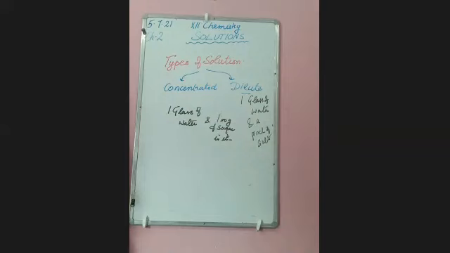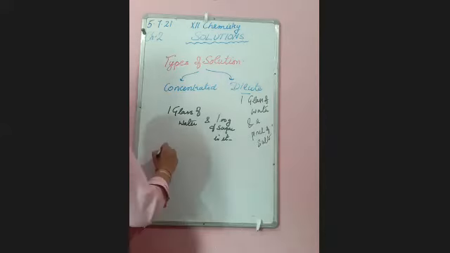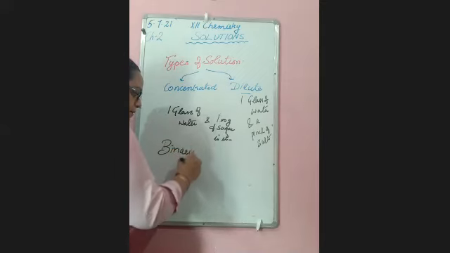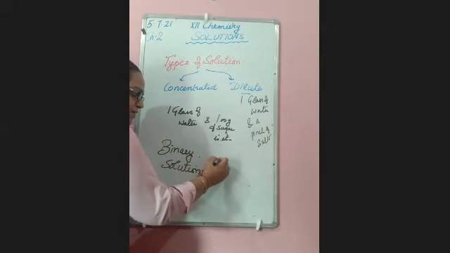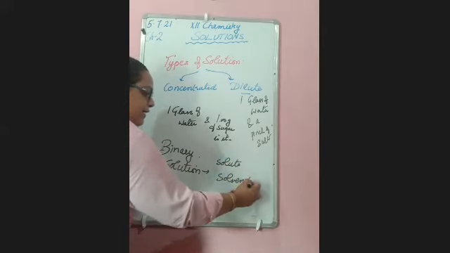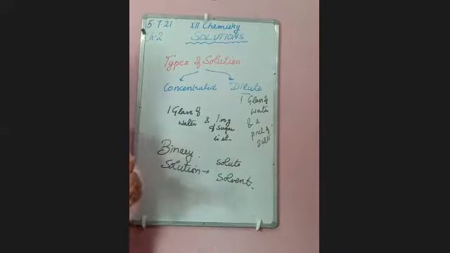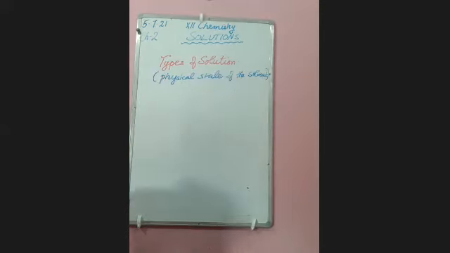Here students, components of solution can be two or more than two. But at the 12th level, we will be dealing with binary solutions only. Binary means two, in which one component is solute and another component is solvent. Up to 12th level, we are dealing with binary solutions in which one component is solute and another one is solvent. Till now, is there any doubt? Please let me know. Okay?